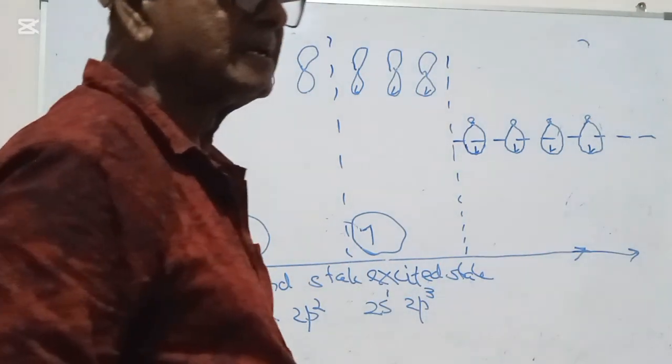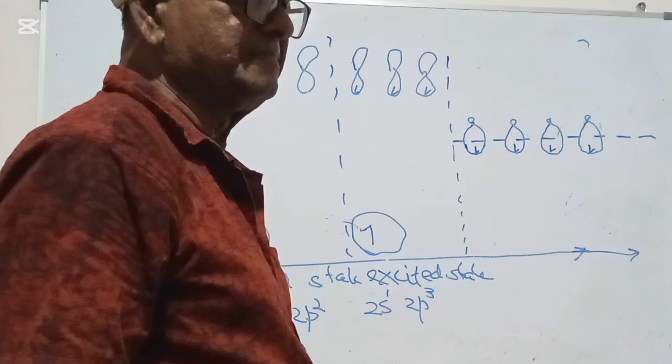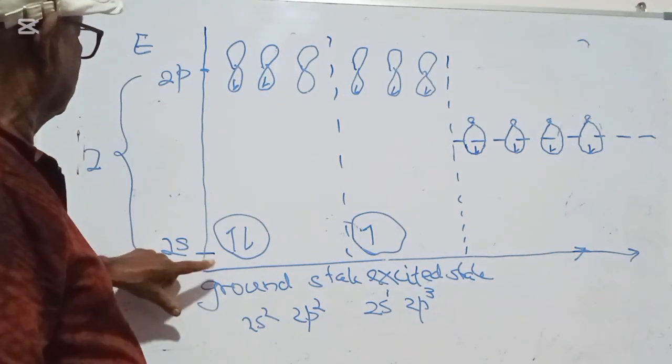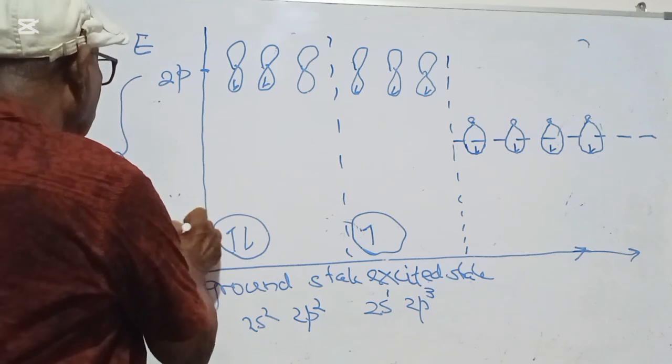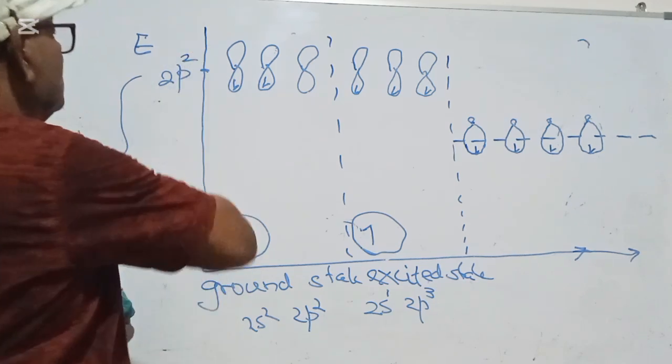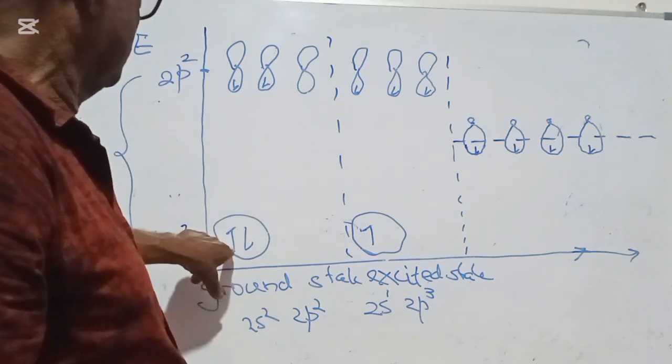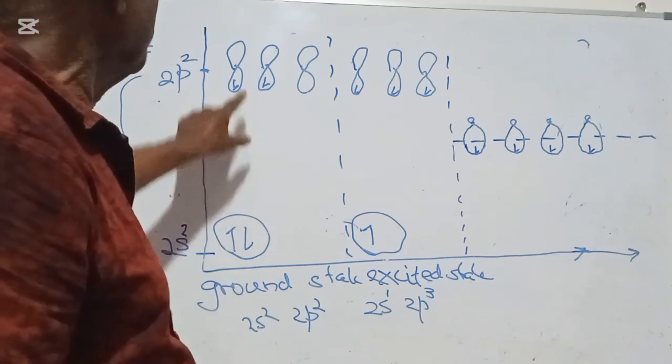This is the method of hybridization. See here, ground state: 2s2, 2p2. The p orbital has a dumbbell shape, the s orbital has a spherical shape, and they are at two energy levels.